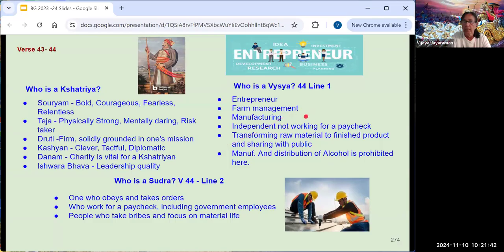Vaishya is entrepreneur, farm management, manufacturing, independent, not working for a paycheck, transforming raw material to finished product and sharing with the public. Manufacturing of alcohol is prohibited here. That is Vaishya. Shudra, one who obeys and takes orders, who works for a paycheck, including government employees, people who take bribes and focus on material life.